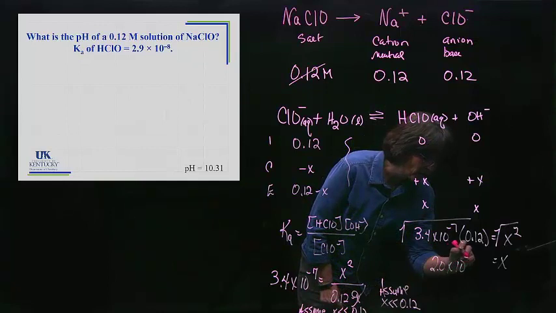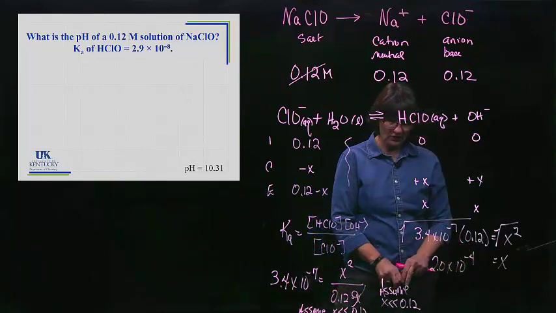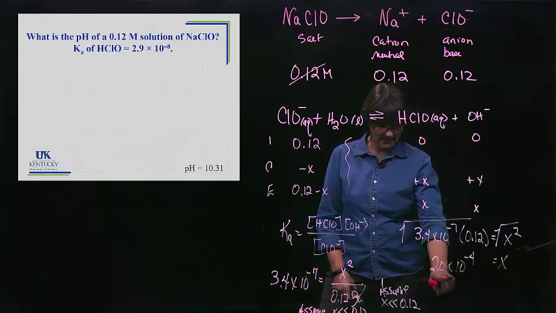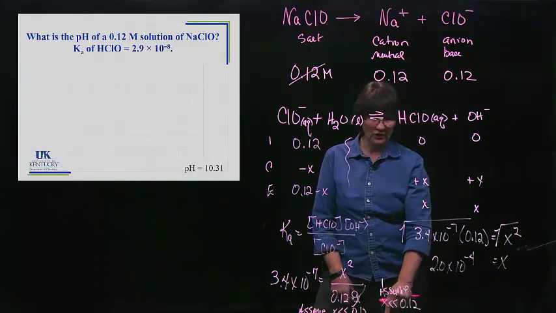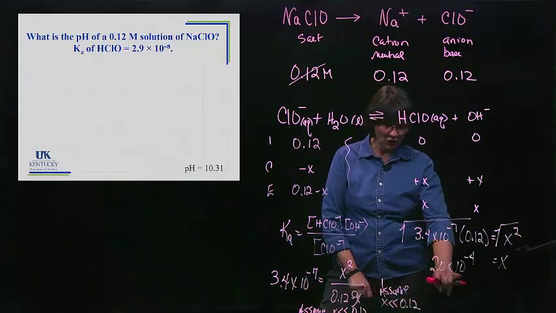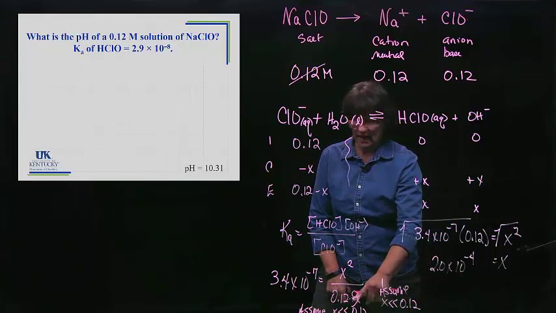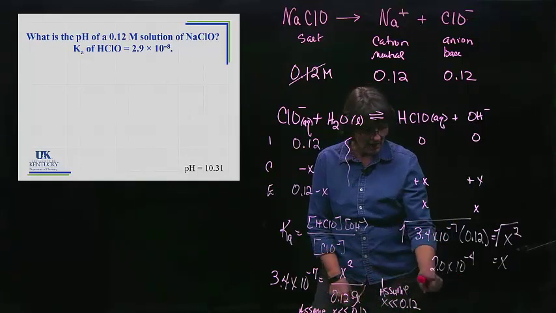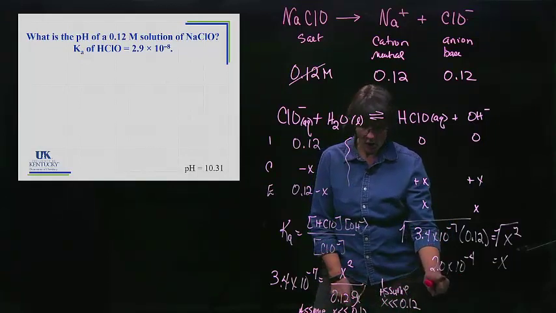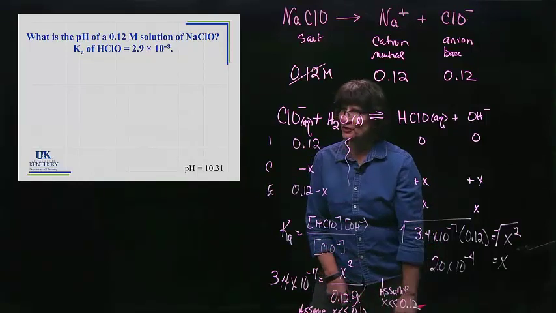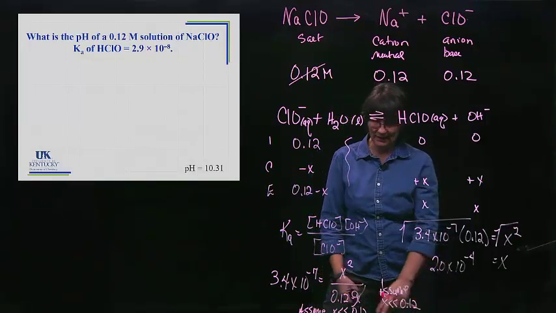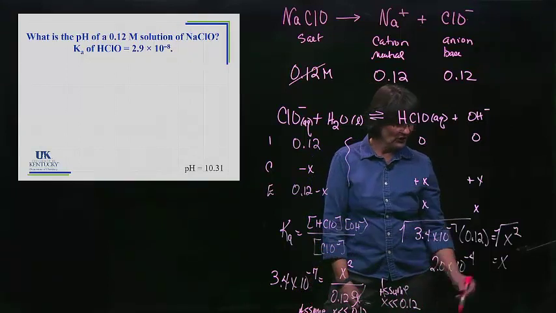Now don't ever get to this point without checking your assumption. Is this much smaller than 0.12? Yes. If I were to take 0.12 minus 0.0002, I would still have 0.12 as my answer to 2 places past the decimal point. So it was a good assumption.